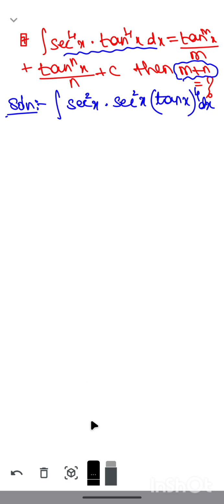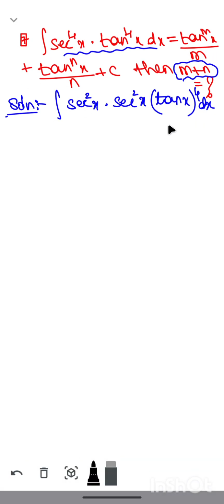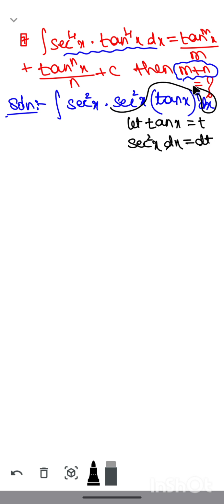By looking at the given question, we can consider tan x as a substituting variable. So let tan x is equal to t. What is the differentiation of tan x? Differentiate LHS with respect to x, RHS with respect to t. So differentiation of tan x is secant square x, so secant square x into dx is equal to dt. So we are getting the remaining part of the problem. Here you can consider secant square x into dx as dt.